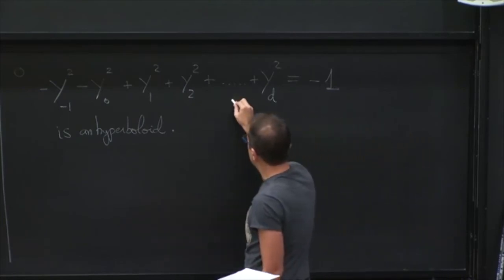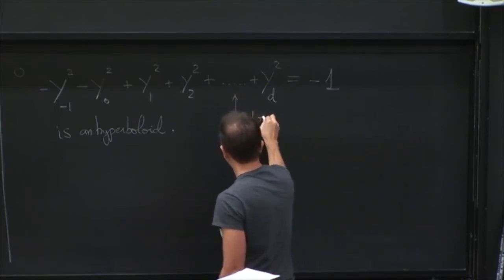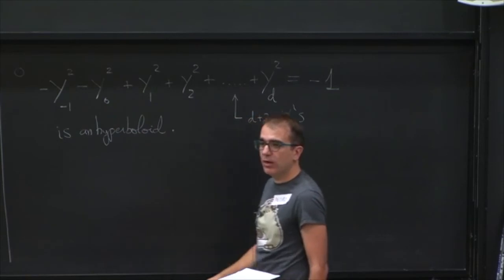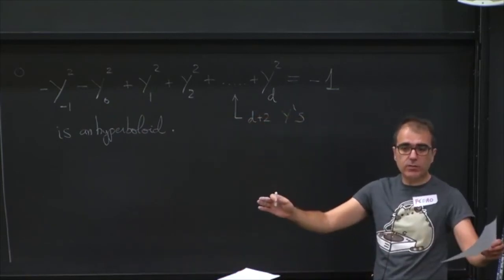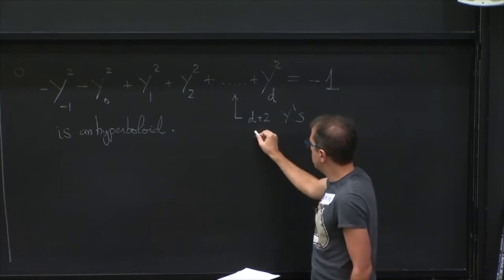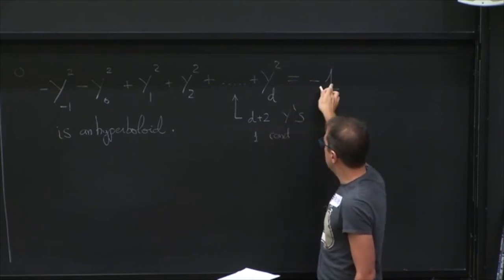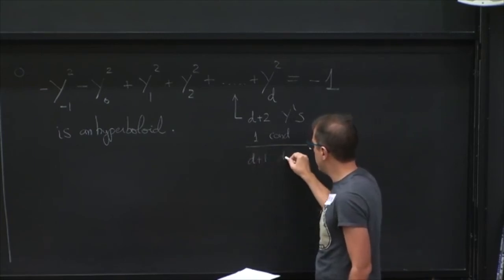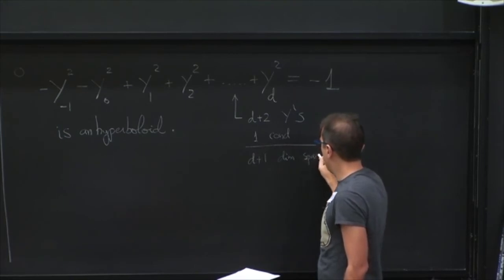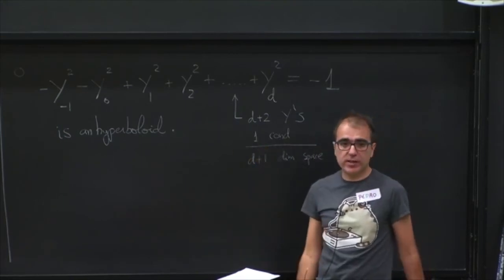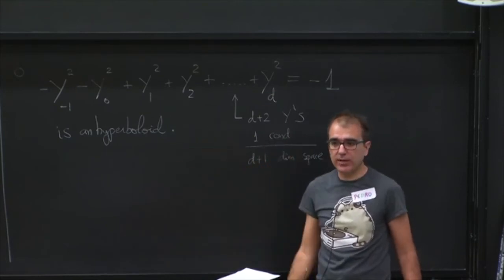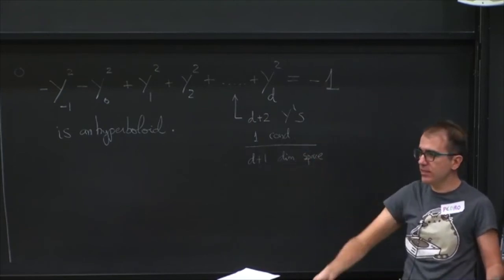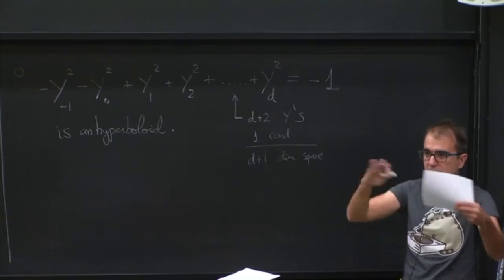First, let me make a comment that here we have d plus 2 y's, right? There are d plus 0 plus minus 1, so d plus 2 y's. But there is one condition on these y's, the condition I wrote here, that the square of them is minus 1. So in total, this is a d plus 1 dimensional space, like the space we studied before. It's like a sphere, right? x1 squared plus x2 squared plus x3 squared equal 1, and it's a two-dimensional sphere.